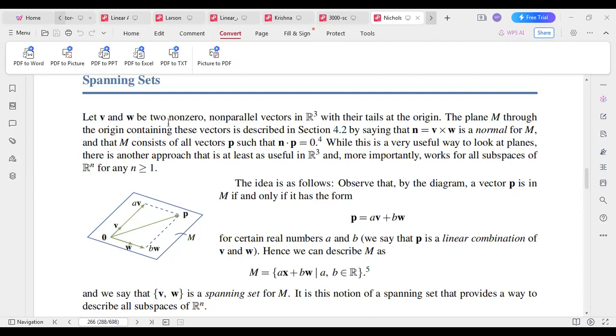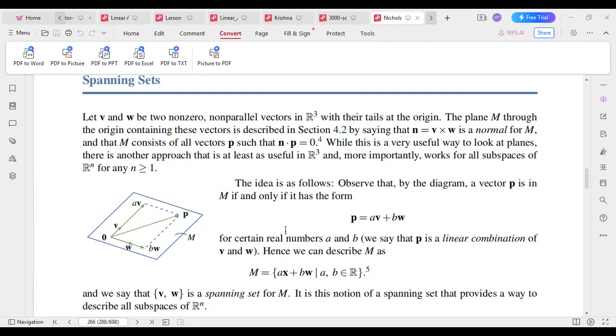Let V and W be two non-zero, non-parallel vectors in R3 with their tails at the origin. This is the actual diagram. The plane M through the origin containing these vectors is described in this figure. So n equals the normal for M. And M consists of all vectors P such that the dot product with n is 0. Now, while this is very useful to look at the plane, observe from the diagram that the vector P lies in M if and only if it has the form P equals aV plus bW.